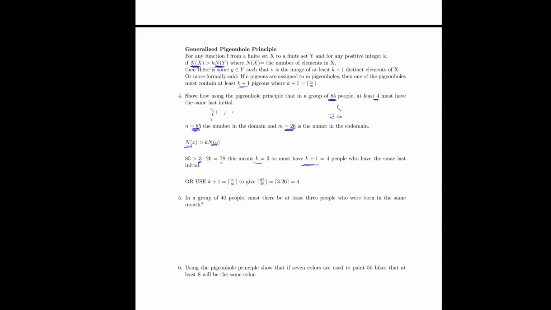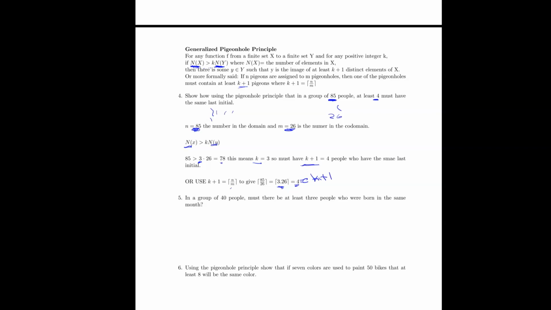Okay, so what you can use is to think about the ceiling. If I take n, the number in the domain, divided by m, the number in the codomain, then the ceiling of that number will be k plus 1. So if I take 85 divided by 26, I get 3.26. So that means this is k, and this is k plus 1.